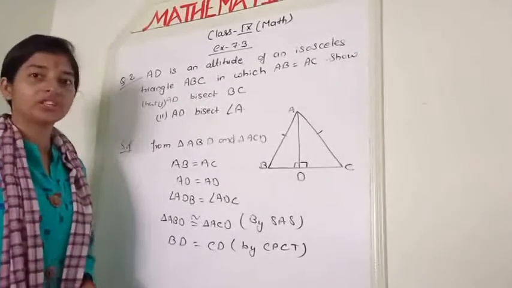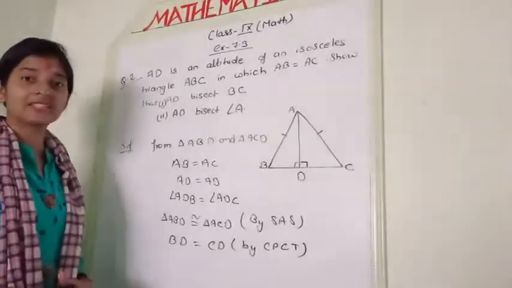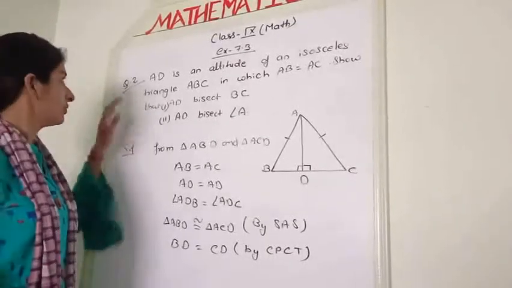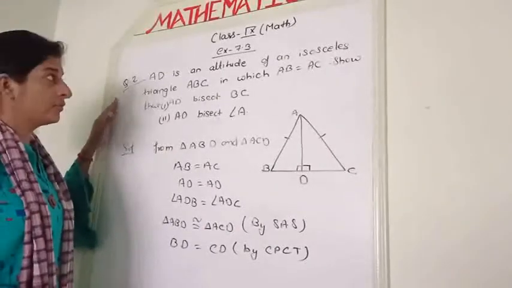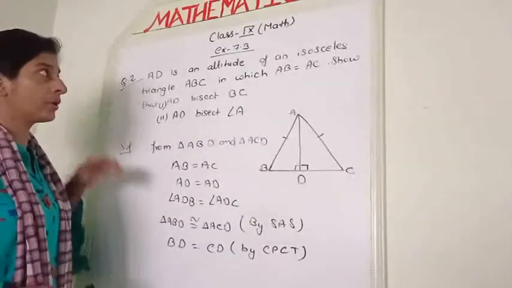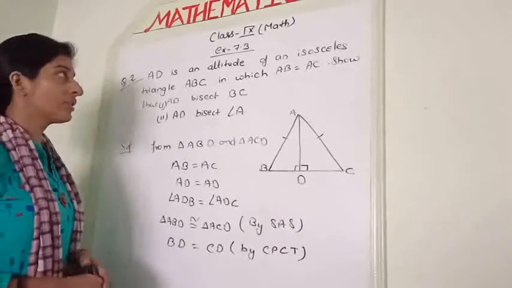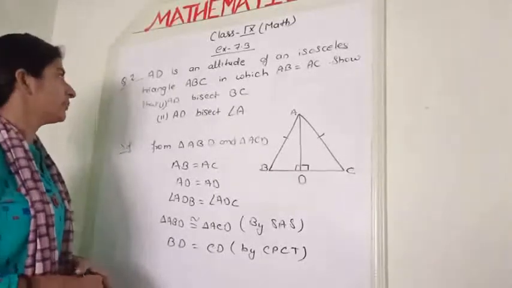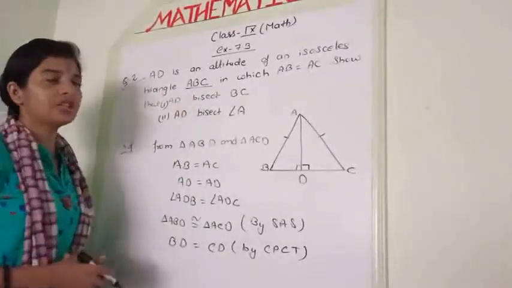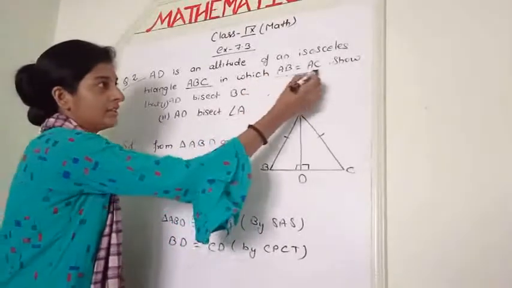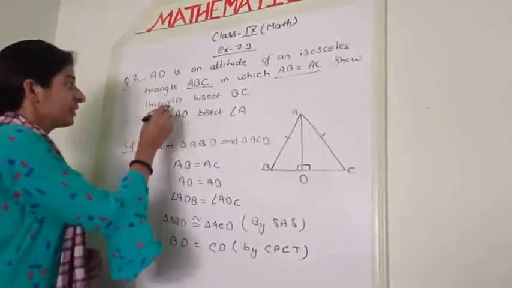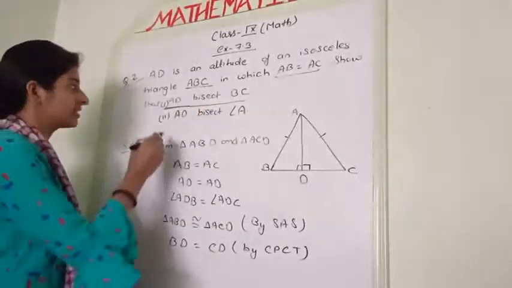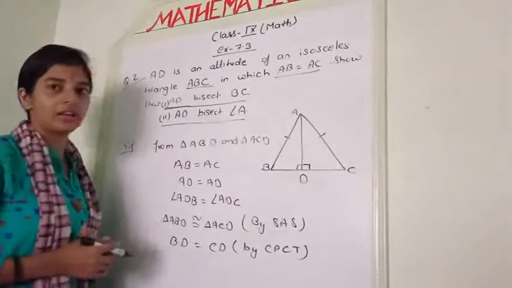Students, now this is the second part of the class 9 maths video, and the exercise is 7.3. Now our question number 2. We have to solve the question number 2 from exercise 7.3. Our question is: AD is an altitude of an isosceles triangle ABC in which AB is equal to AC. Show that first, AD bisects BC, and second, AD bisects angle A.